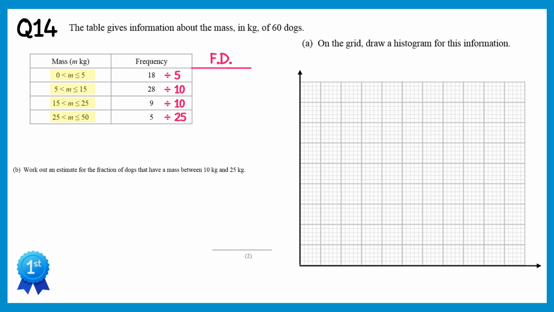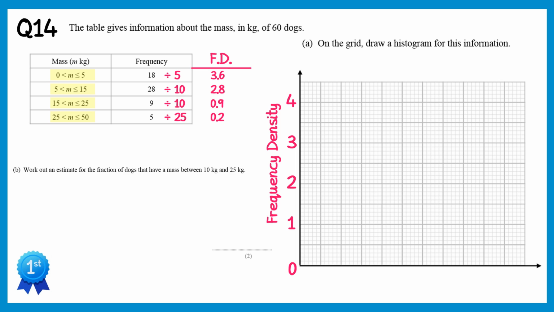If you do 18 divided by 5, you get 3.6. 28 divided by 10 is 2.8. 9 divided by 10 is 0.9. And 5 divided by 25 is 0.2. Now that we have this information, we can label our axes. Starting with the frequency density axis, we need to go up to 3.6, so this looks like a suitable scale.